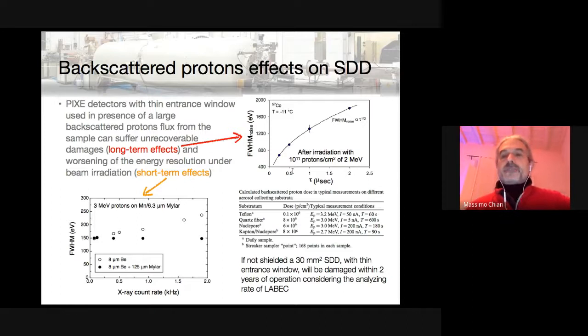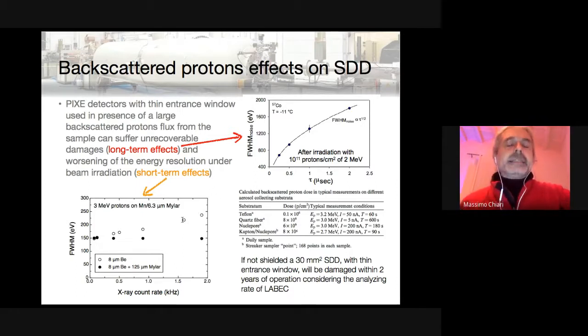You see here, for example, the effect on the noise as a function of the shaping time of a signal after radiation with such a high fluence of 2 MeV protons. You see, this is only the reverse current, so it's not that the semiconductor was damaged. And also you have short-term effects because you are facing a worsening of the energy resolution of the detector under beam irradiation. The worse, the higher the flux of backscattered protons.